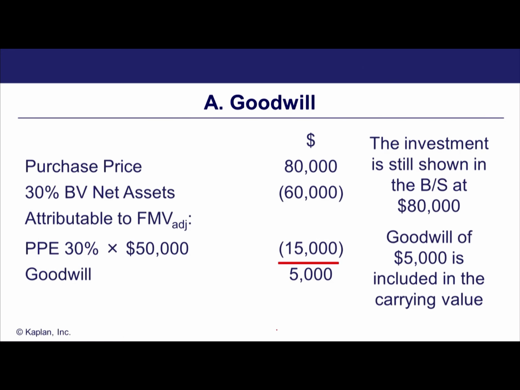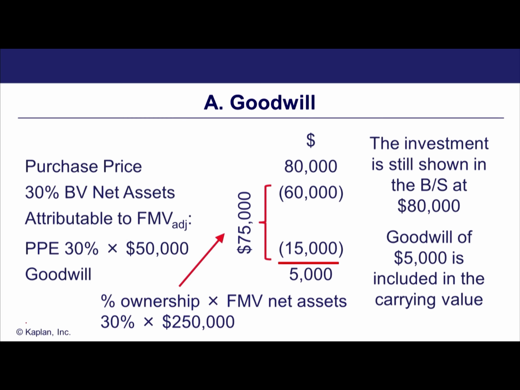Okay, let's first of all look at our goodwill calculation. Here, what we're doing is comparing the purchase price to our share of the fair market value of the net assets acquired. Now remember, the fair market value of the net assets acquired is 75,000. We calculated that on the previous slide, 30% of the fair market value net assets of 250,000. But notice that's made up of our share of the book value of net assets plus our share of the fair market value adjustment. Remember, we've increased its PP&E by 50,000. Our share of that, 30% of 50,000, is 15,000.